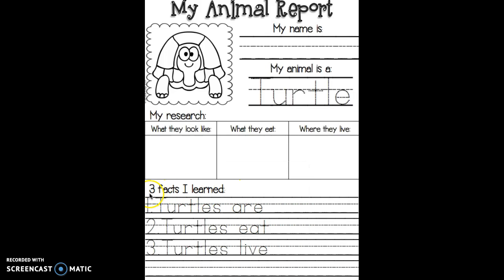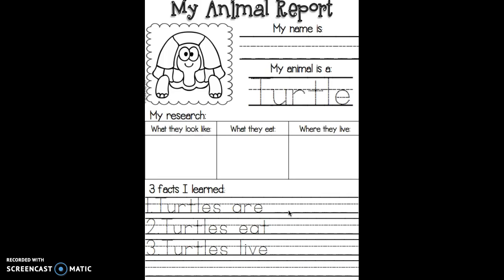Now you're going to share 3 facts I learned. So here, let's look at number 1. It says turtles are... With your pencil, you can trace turtles, are, and tell us what you want about them. Turtles are what? What did you learn about in the book?